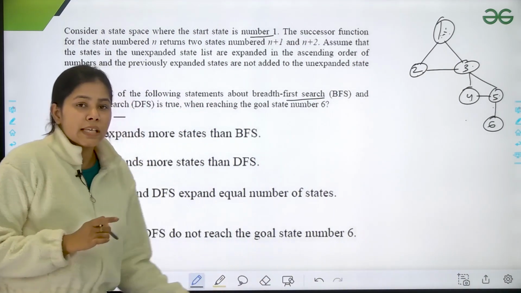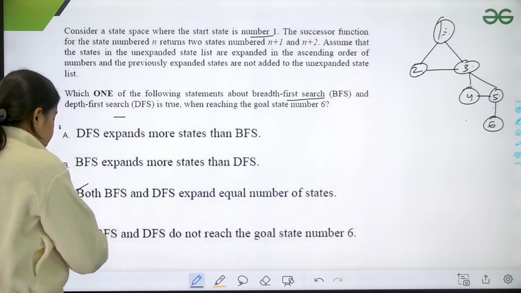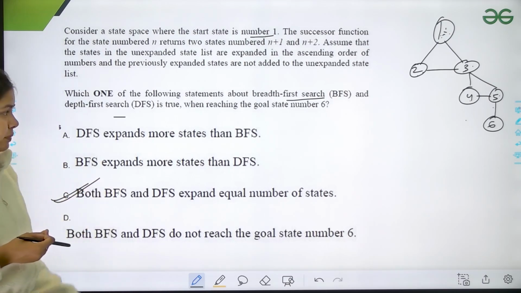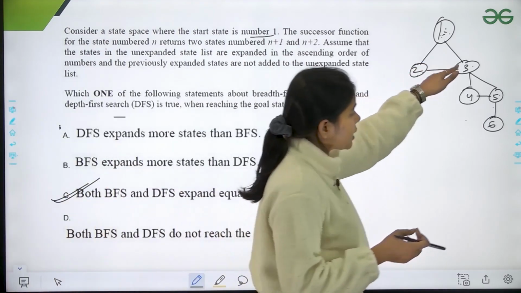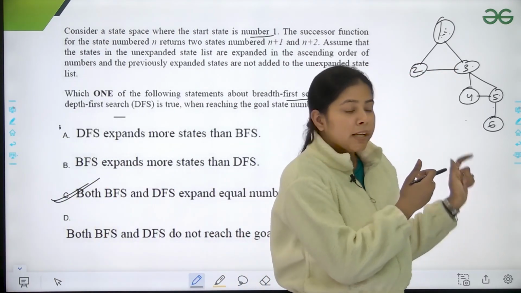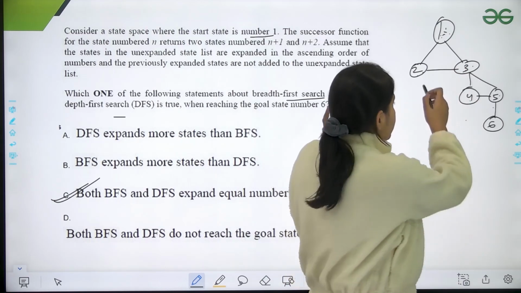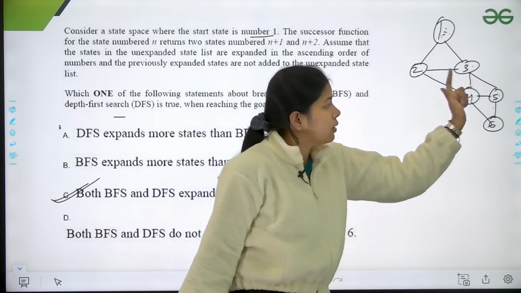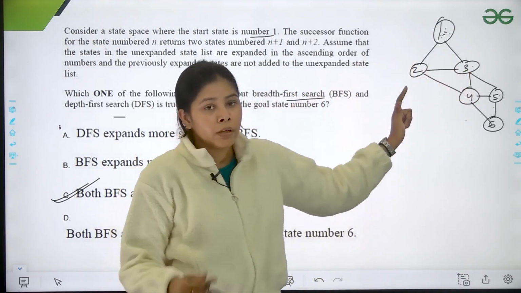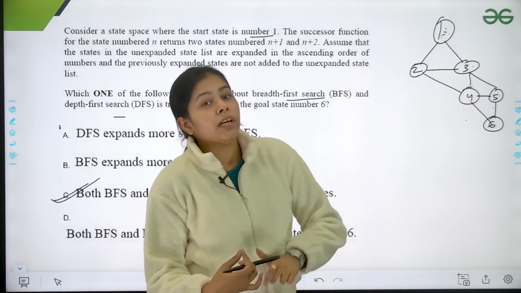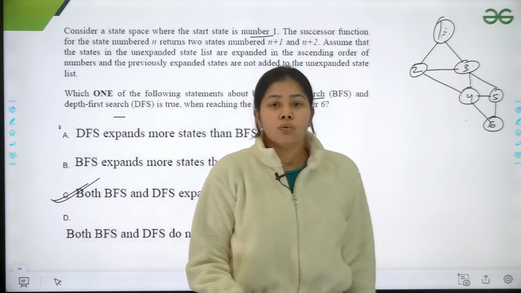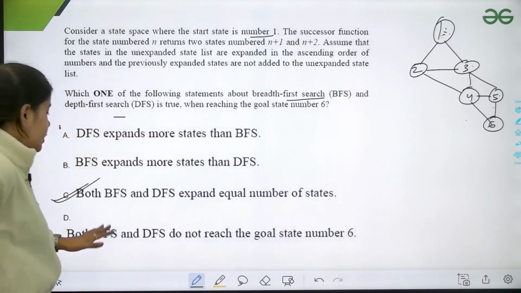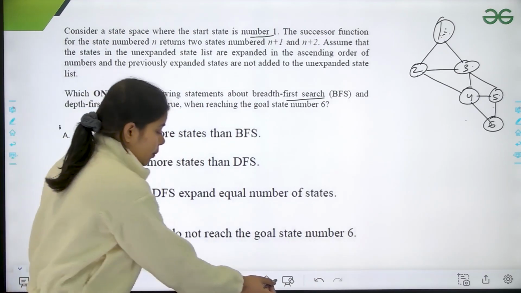So that means in this case both BFS and DFS expand an equal number of states, right? So that's why option C is true here. Because you can see that 2 is connected with 3 and 4. So if I go in depth, 2 is connected with 3 and 4, and 4 is connected with 5 and 6. So I can go from 2 to either 3 or 4 in depth first search, and similarly in breadth first search I can go from 2 to 3. So that's why both BFS and DFS expand an equal number of states.